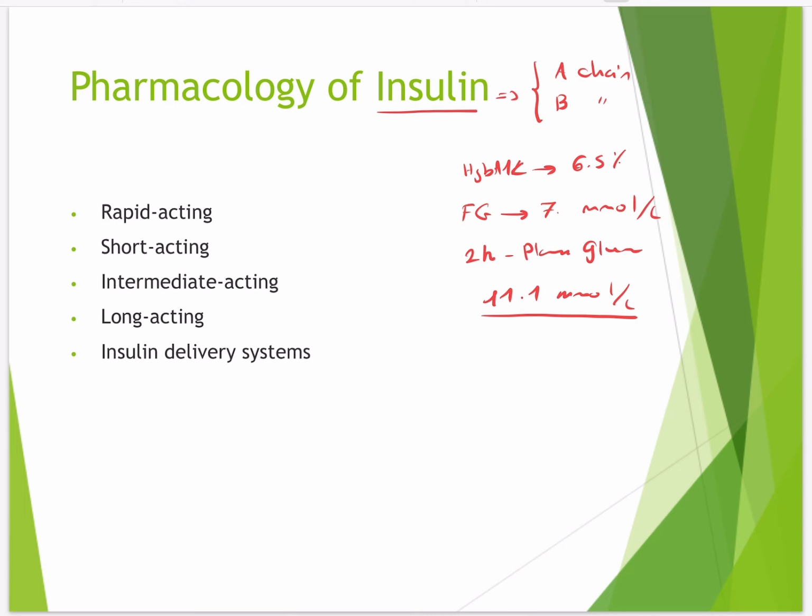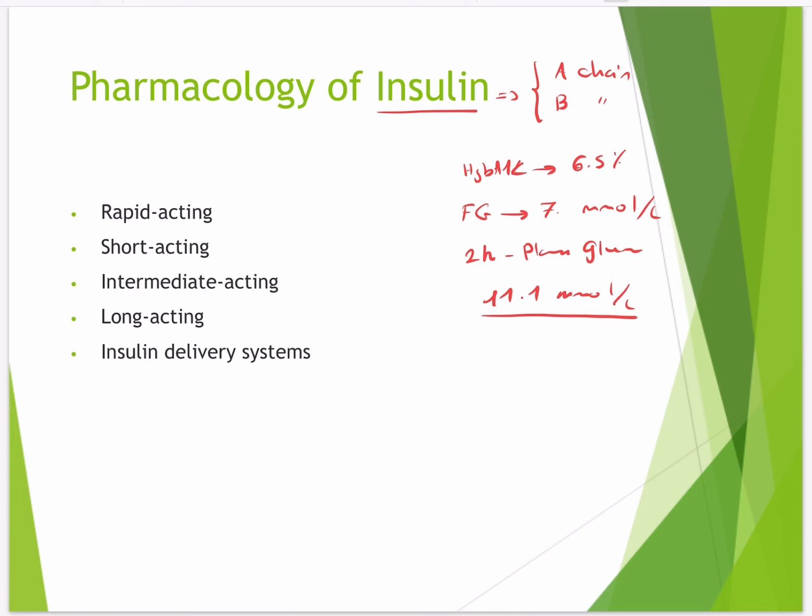The type of insulin which we use is very important. As I mentioned, when the glucose increases, we have to use insulin, usually in type 1 diabetes mellitus, because in this case the patient hasn't any production of insulin.